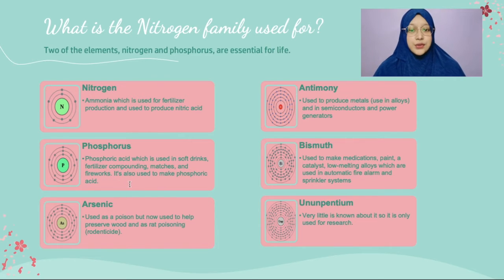Phosphorus is also used to make phosphoric acid. Arsenic used to be used as a poison, but now it is used to preserve wood and as rat poison. Antimony is used to produce metal alloys and in semiconductors and power generators. Bismuth is used to make medication, paint, catalysts, and low melting alloys, which are used in automatic fire alarm and sprinkler systems. Ununpentium is little known, so it is only used for research.